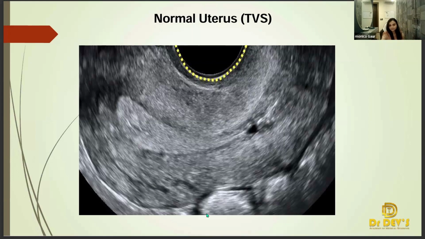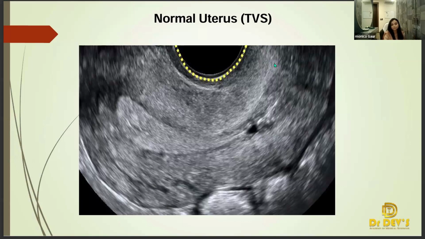So anterior, posterior, and this is superior and inferior. This has got to be the fundus of the uterus. This is the whole thickness of the endometrium, and then the cervix. Vagina is not much appreciable in transvaginal scanning. So if there is something related to the vaginal opening that you need to find out, then we should prefer doing a transabdominal scan rather than a transvaginal scan.